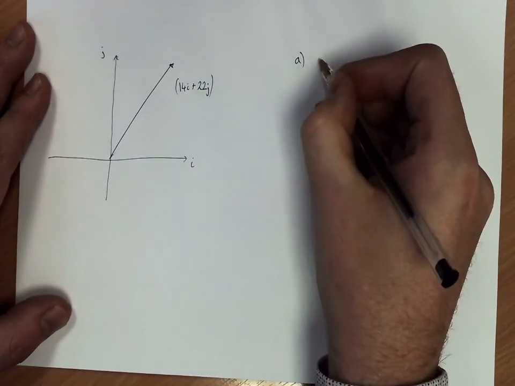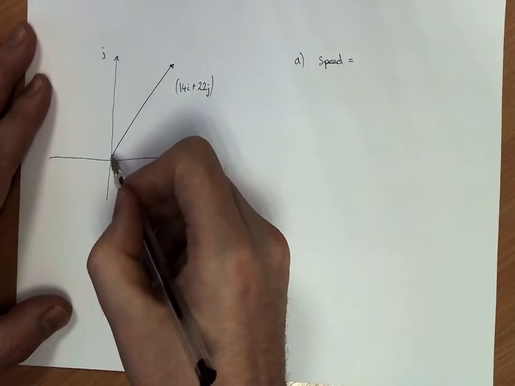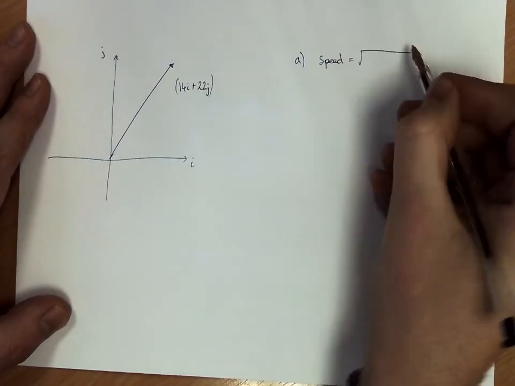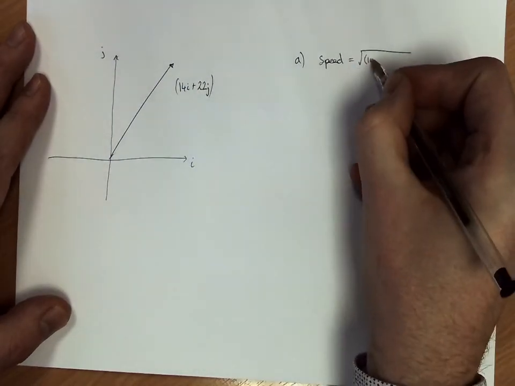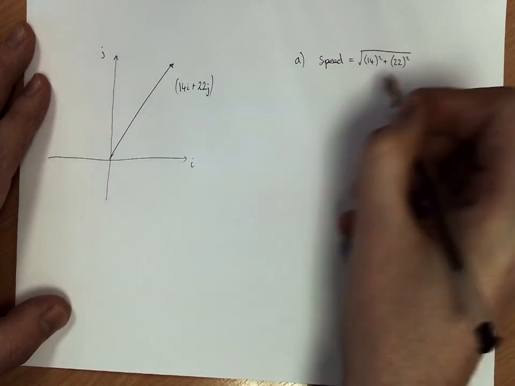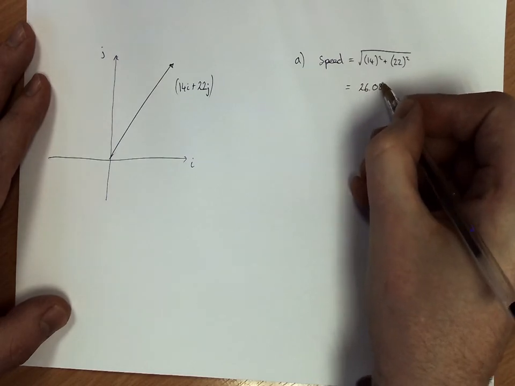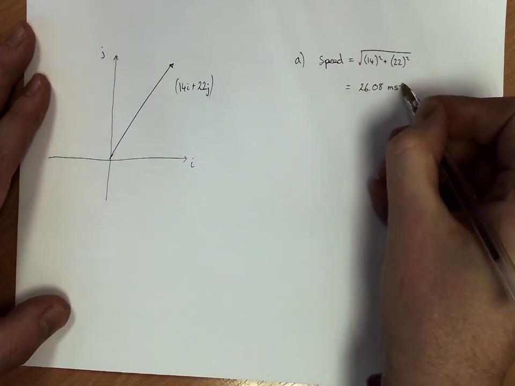Okay, so part A asks for the speed, and hopefully we know that speed is the modulus of velocity. So speed is Pythagoras of this vector here, so it's the square root of 14 squared plus 22 squared, and typing this into our calculator we get a speed of 26.08 meters per second.